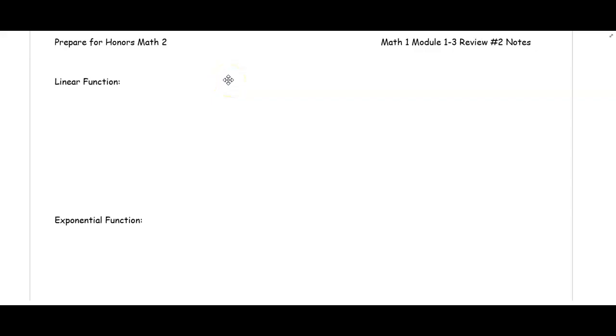Okay, so the second review for Math 1, if you remember, is all about linear and exponential functions. And if you remember, we're going to combine that with the arithmetic and geometric sequences. This is a big part of math, and it continues into Math 2 and sometimes even into Math 3. So let's take a look here.